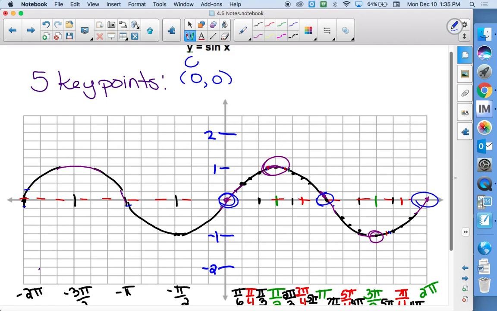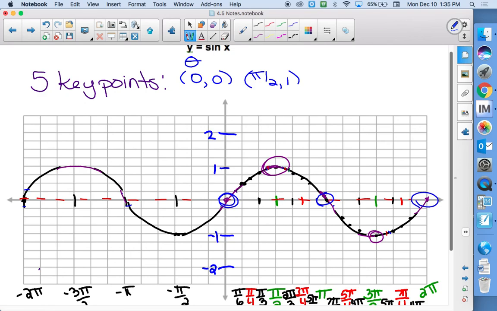So the x is the angle, and then the y is the value of sine at that angle. So 0, 0 is our first x-intercept. The max occurs at pi over 2 and 1. That's an important point because we need to know how high the graph goes. It's a critical point. It's an important point. I call it a key point.